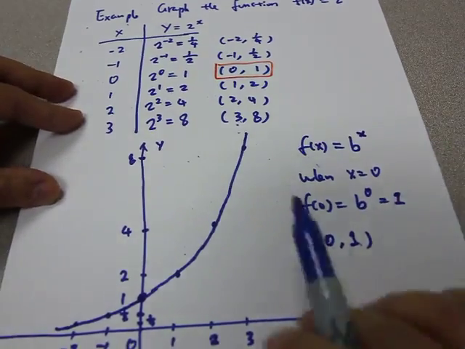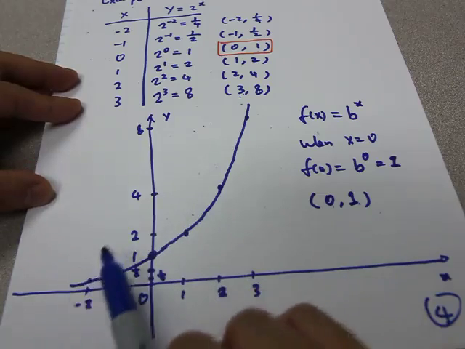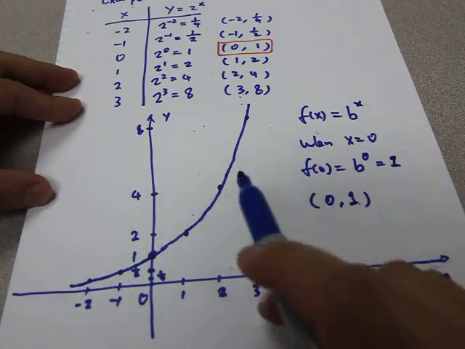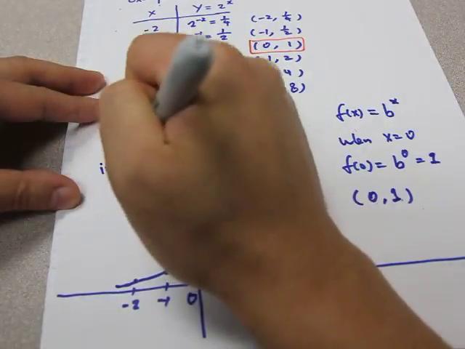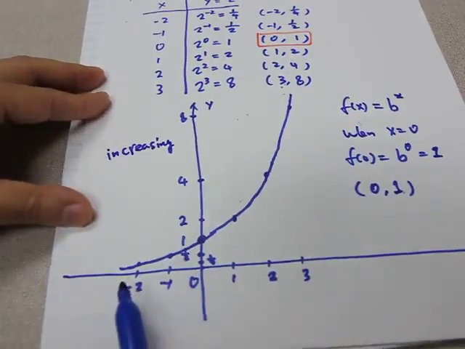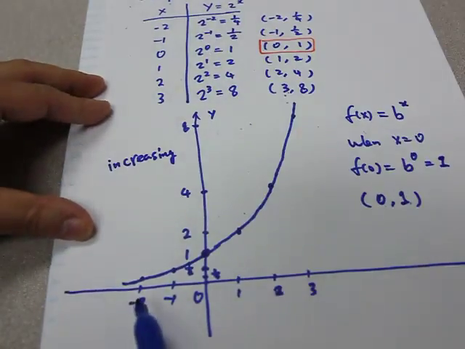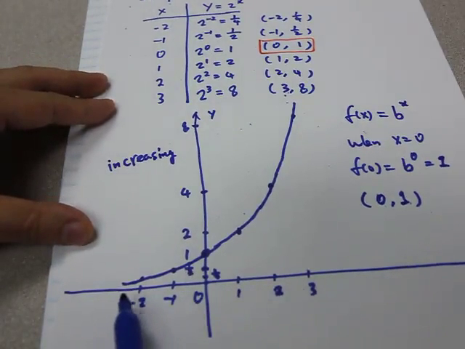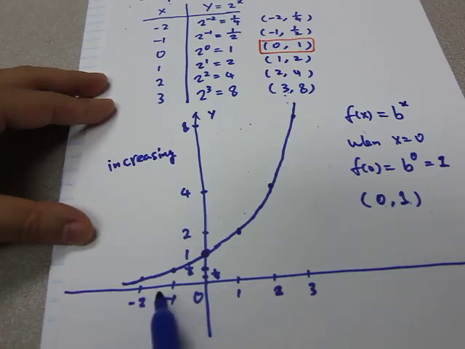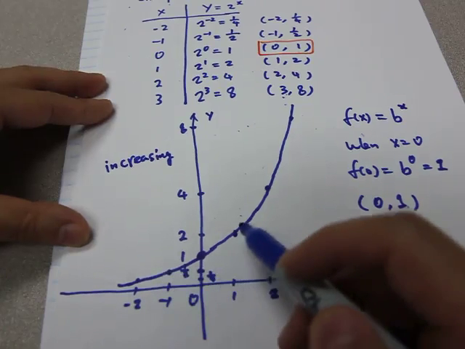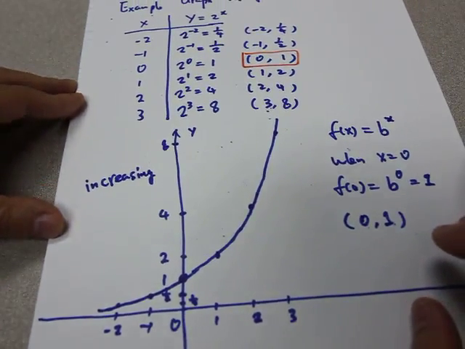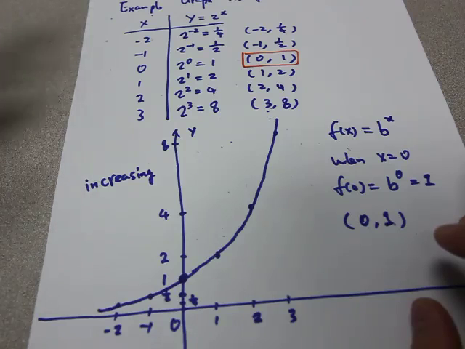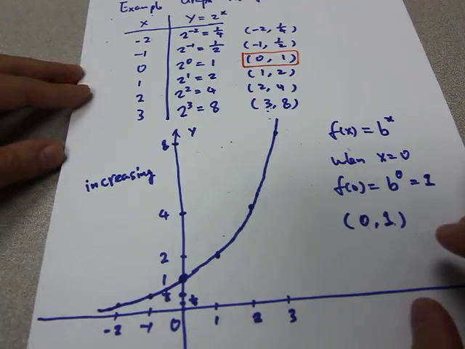Okay, and the second thing is that here the function is going up. So we call this an increasing function, which means the y value gets bigger as the x value increases, right? So as you can see, when the x values are increasing, the y values are also increasing. But not every exponential function is an increasing function. Later on, we're going to see some exponential functions that are decreasing.